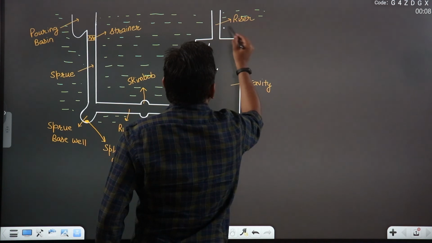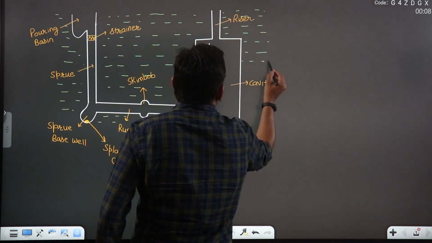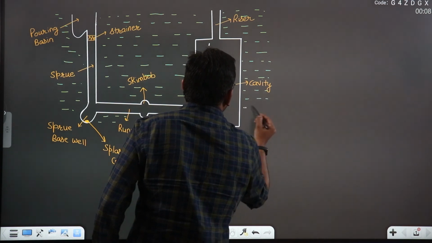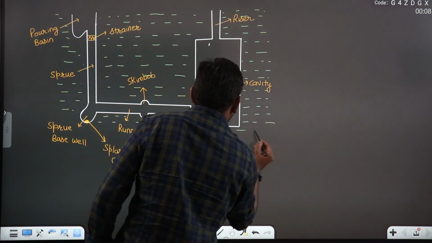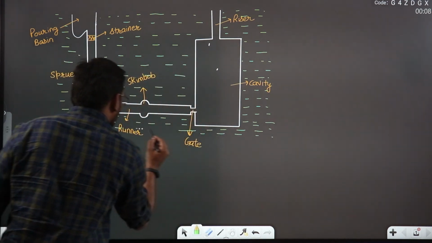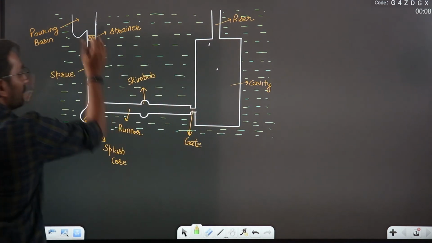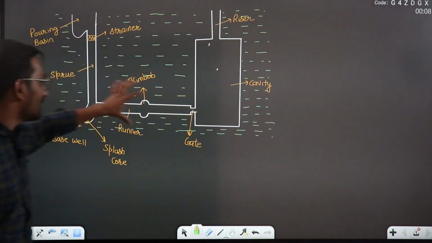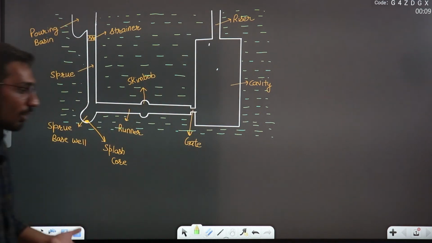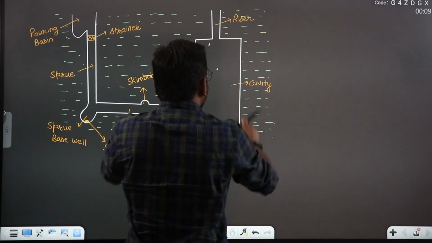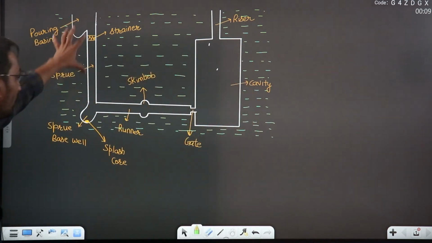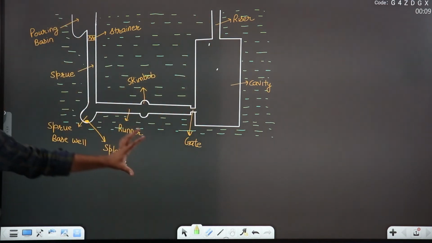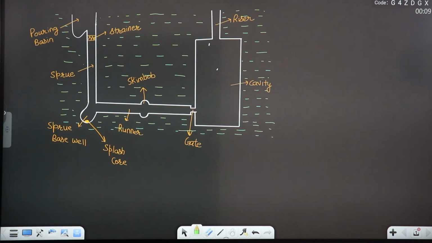Once the casting is completed, when the metal solidifies, this complete white color will be a part of your product. After breaking the mold, you will get this complete shape. But in actual, we want only this mold cavity, this product. So you have to remove this extra material, riser and all these parts, by cutting it from the product, which is known as fettling.